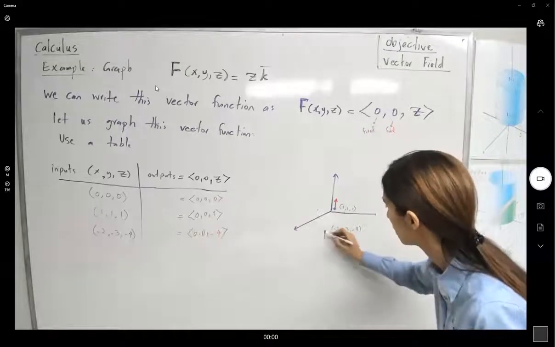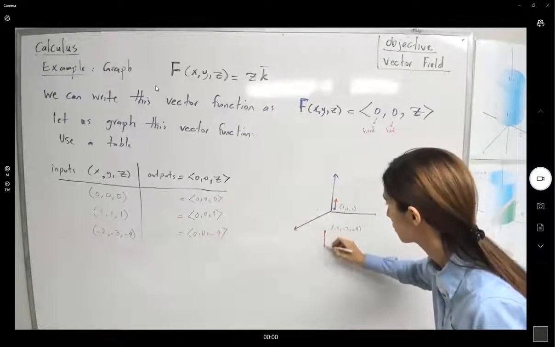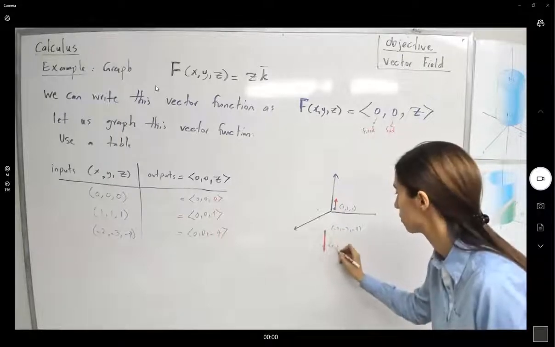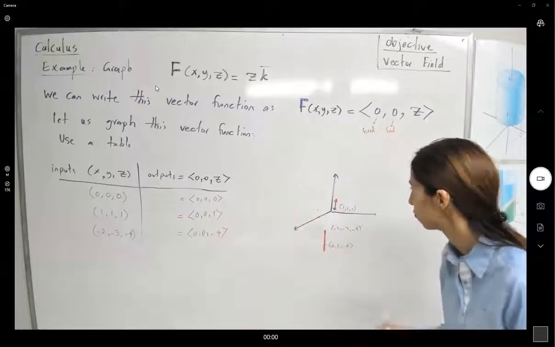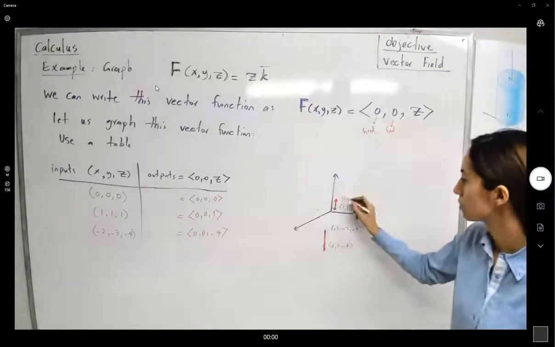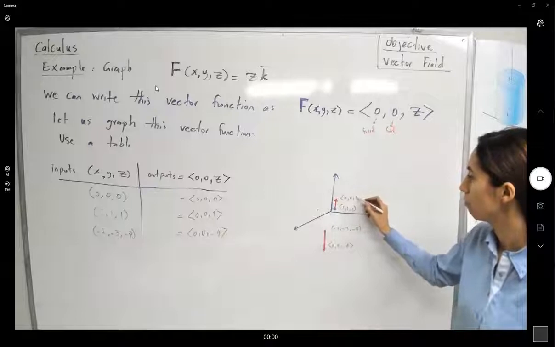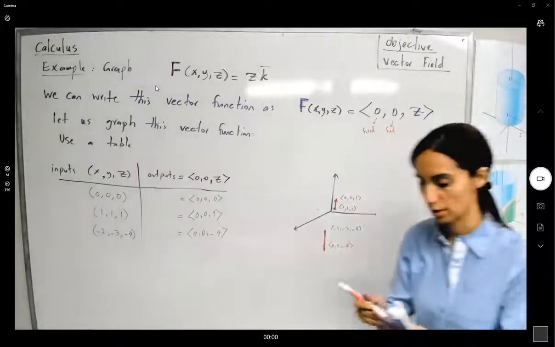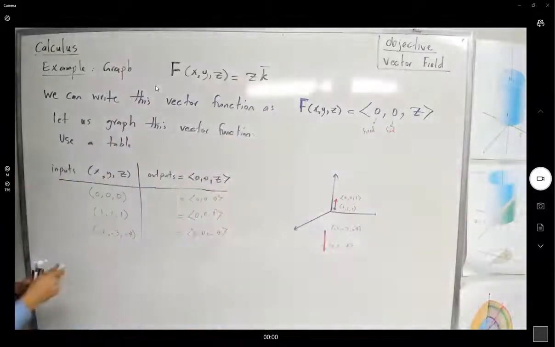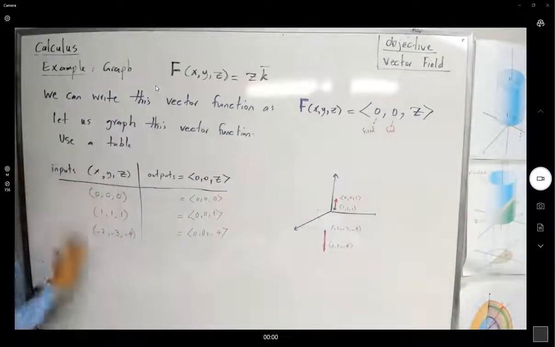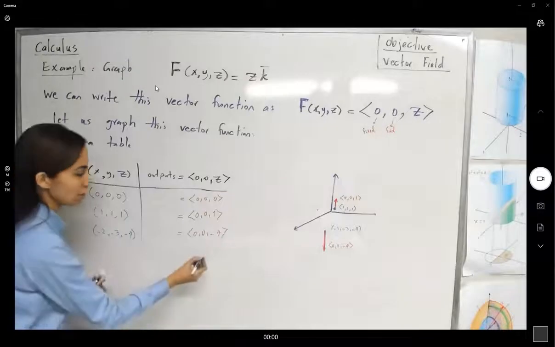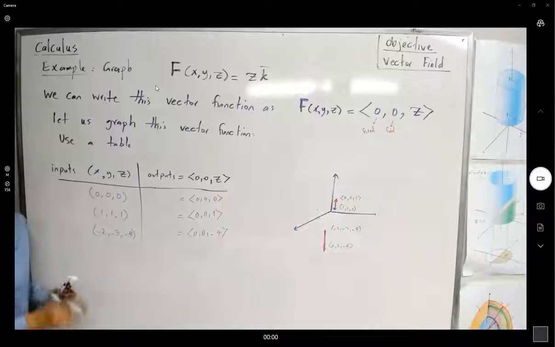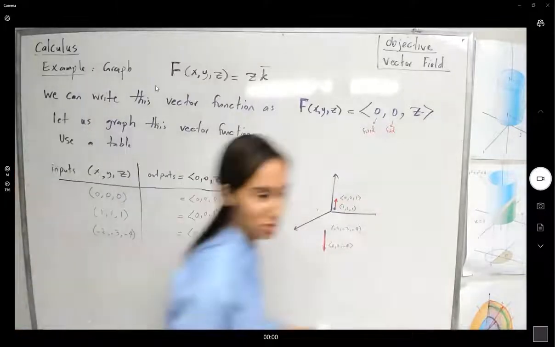So we're going to have a longer vector, which is 0, 0, -4. Here you have your vector, which is 0, 0, and 1. So you can continue this process. You can plug in different values, find the position, and then find the direction at that position, and create your vector field.